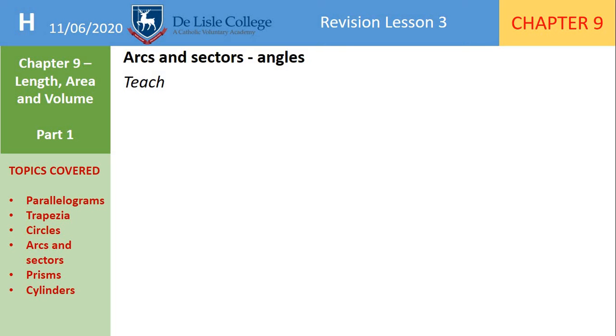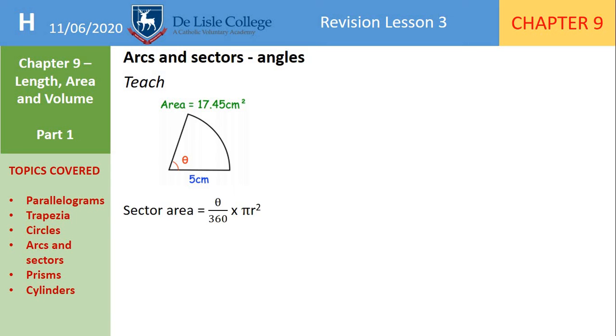Okay, moving on to slightly more challenge with this topic, we're going to have a look at how to calculate the angle. So if we're given the area and the radius, we want to be able to calculate the angle. So here's a reminder of the formula. Let's substitute in what we know. So we know the area is 17.45. We don't know theta. Pi is a constant, it's a number that we're given. And r, the radius, is 5.